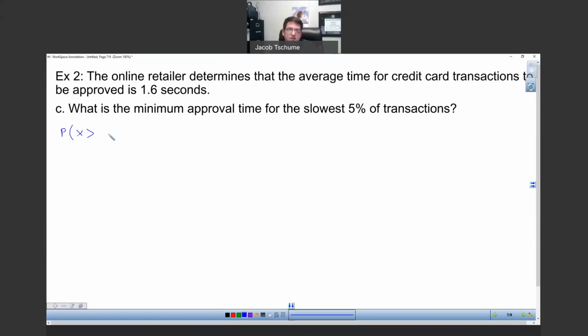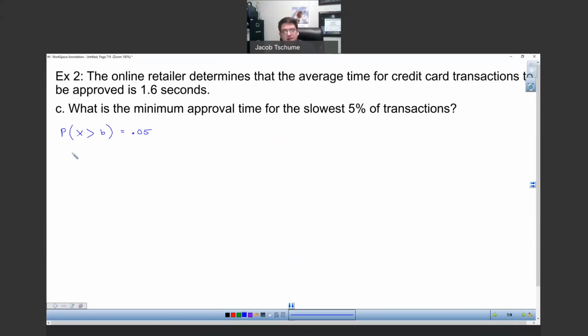Now, we don't know what this number is. We need to find it. So let's just call it a letter. Let's call it B. I want to know what is the probability for X to be greater than or equal to B. This needs to equal 5%, which we can represent as a decimal being 0.05. So I need to figure out what B value makes this statement true.